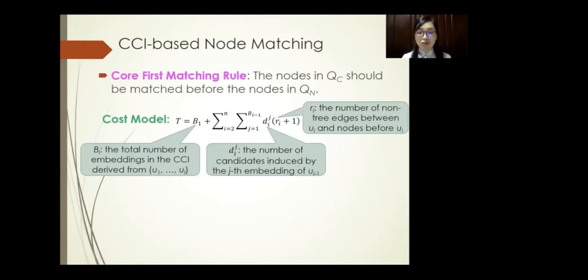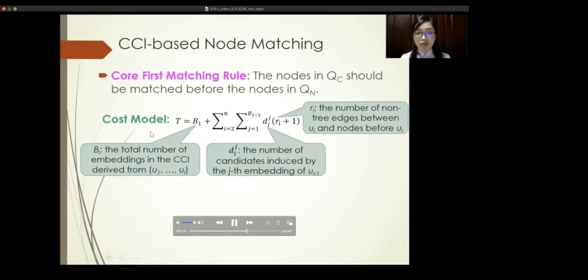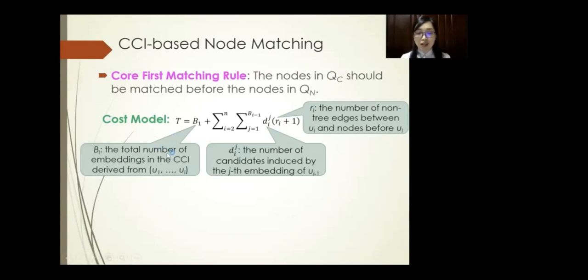We propose three heuristic matching rules. The first one is the call first matching rule. The nodes in QC should be matched before the nodes in QN. Here, we use an existing cost model to estimate the matching cost based on a certain matching order of nodes. The cost is relevant to the number of embeddings produced currently, the number of candidates, and the number of entry edges. For example, suppose this is the CCI.